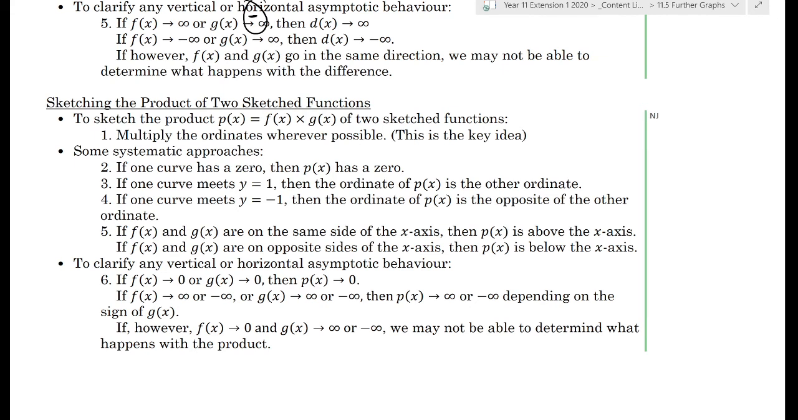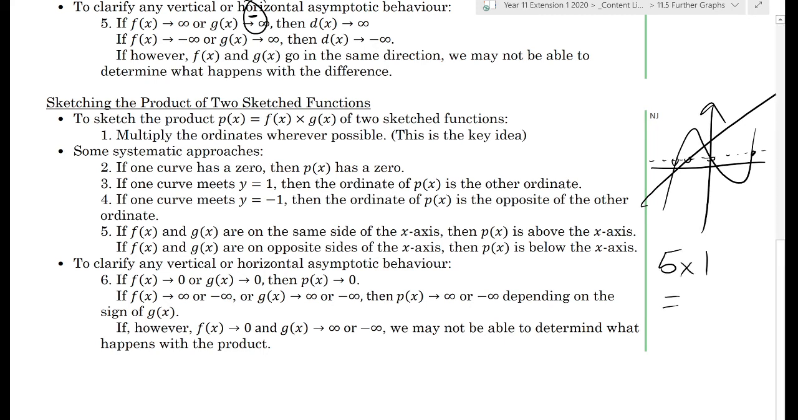If one curve meets at y is equal to 1, so, okay, here's your two lines, and it goes whoop, and one of them meets at 1, so where y is 1, so along the 1 value. So this one, and this one, and this one. So wherever it meets there, then the ordinate of P of x, so the one that you're trying to do, is just whatever the opposite one is. Because remember, if we're doing stuff like 5 times 1, well, that's just equal to 5, minus 7 times 1, whatever it is, it's just the opposite of what it is, okay? So in this case, this one would give you a point there.